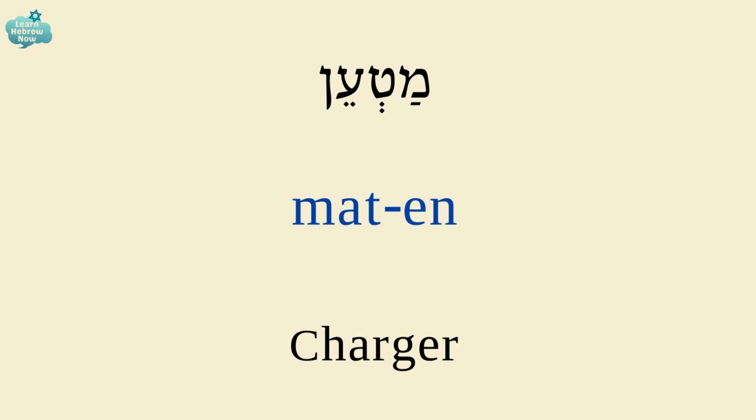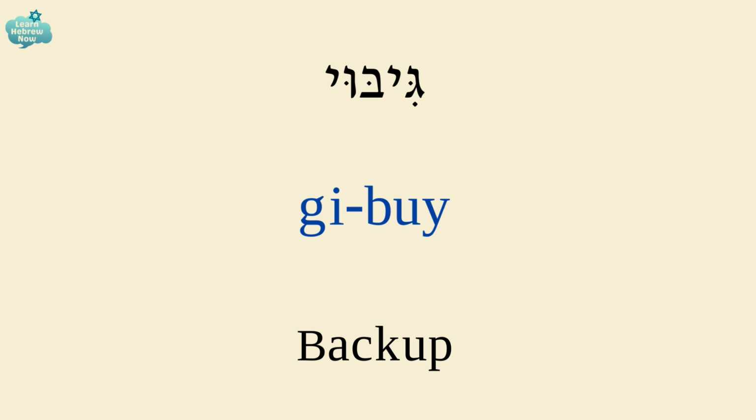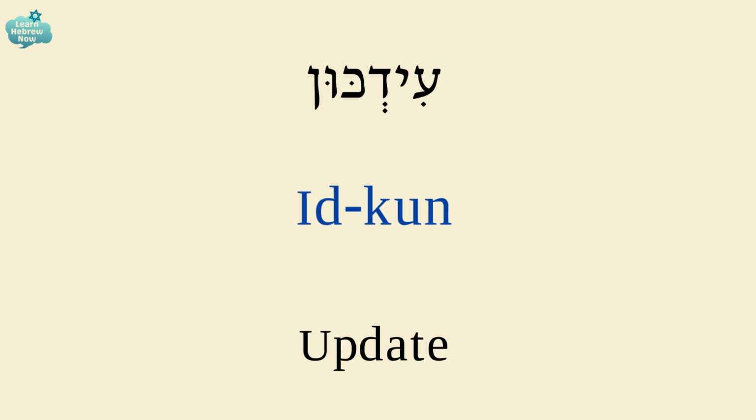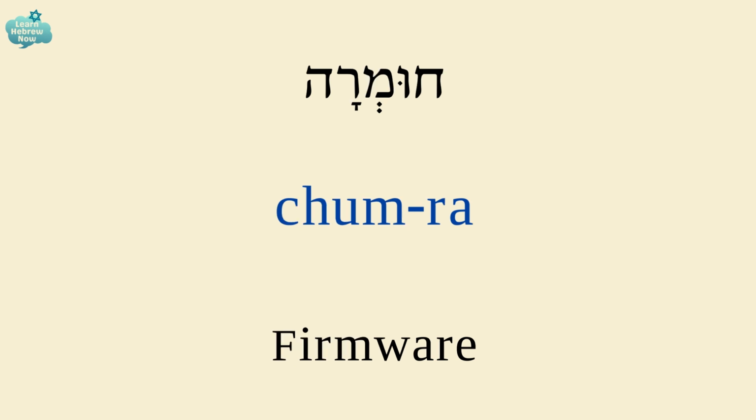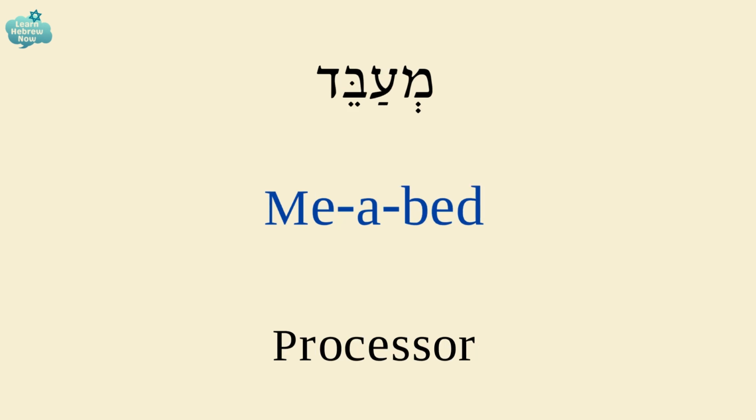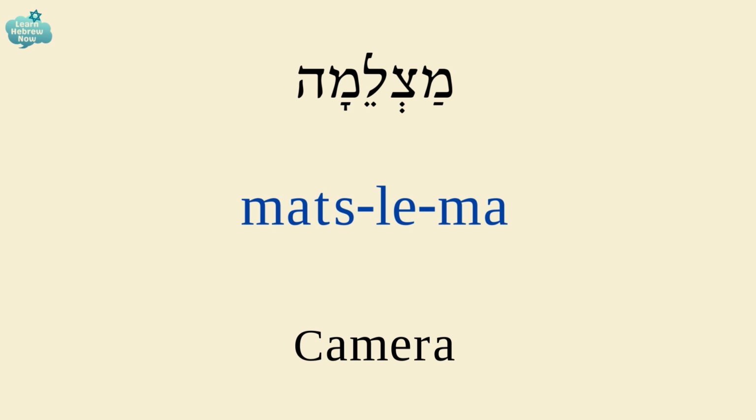סוללה. A charger is מטען. מטען. Backup is גיבוי. גיבוי. An update is עדכון. עדכון. A software is תוכנה. תוכנה. Firmware is חומרה. חומרה. Processor is מעבד. מעבד. A camera is מצלמה.